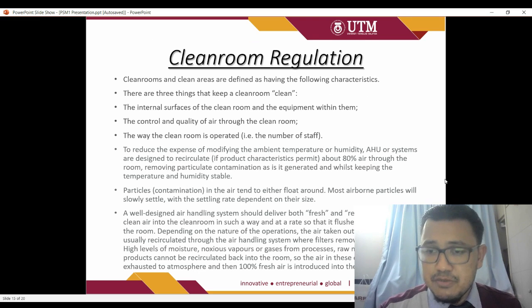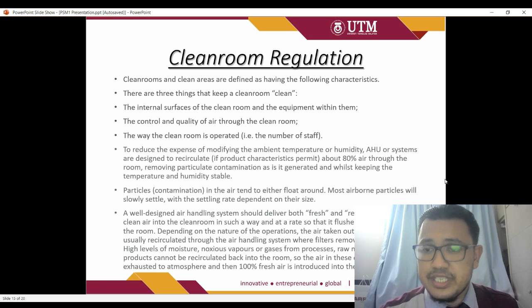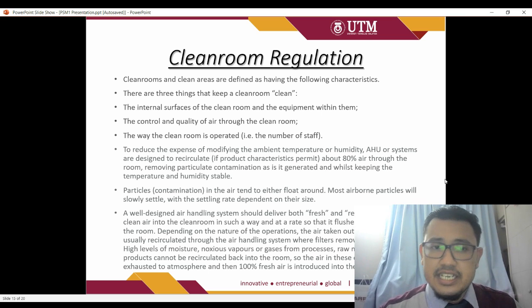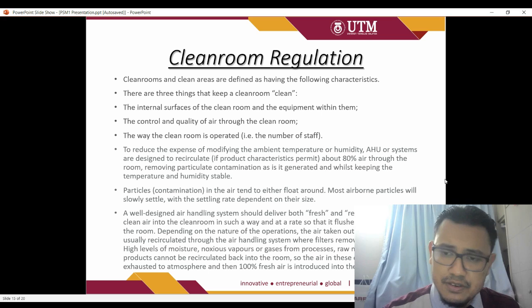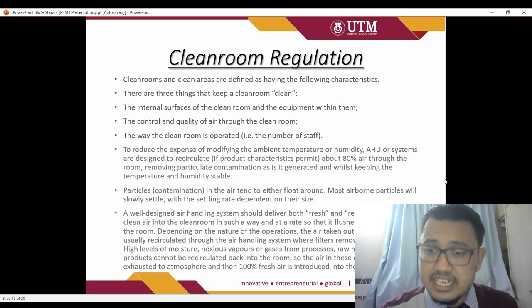Then for the clean room regulation, clean rooms and clean areas are defined as having the following characteristics. There are three things that always keep a clean room clean: the internal surface of the clean room and the equipment within them. So maybe once a week or once a month they need to do the general cleaning, the technical cleaning, at rest and as built condition.